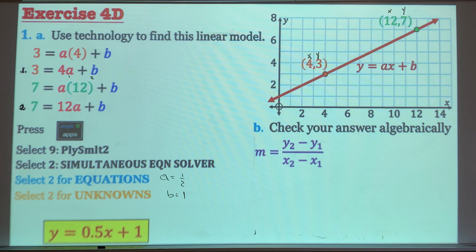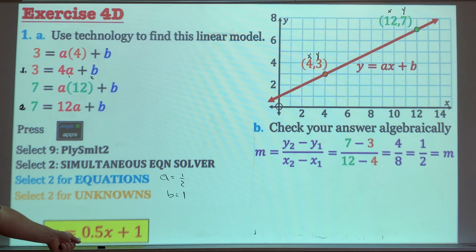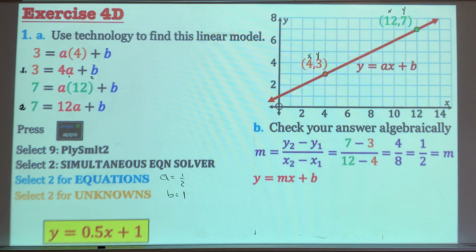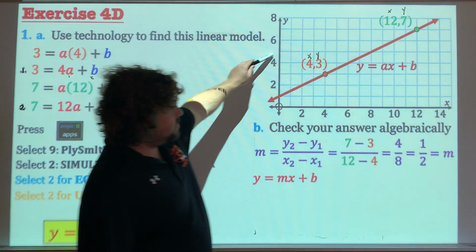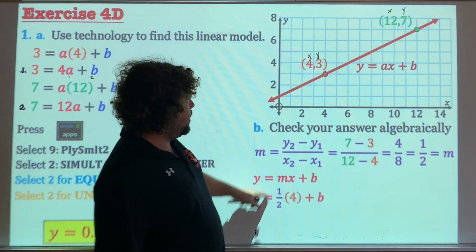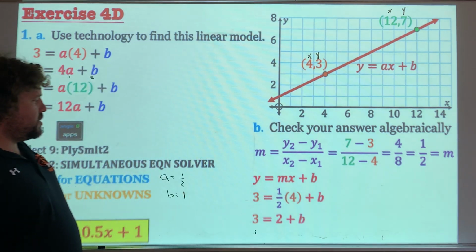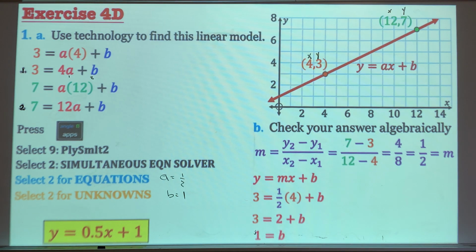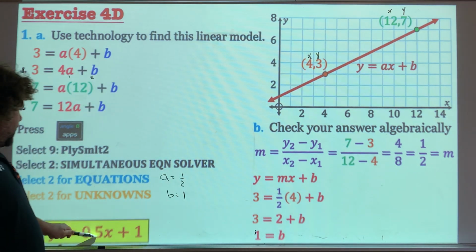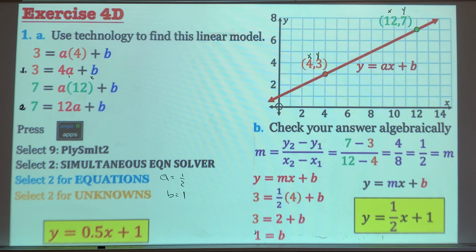Check your answers algebraically. Well, we can find the slope of the two lines. 7 minus 3 is 4. 12 minus 4 is 8, right? Slope is 1/2. All right, y equals mx plus b. Pick one of these points and the slope. Plug in the equation. 3 equals m, which is 1/2, times 4 plus b. Half of 4 is 2. Subtract 2 from both sides, you get b is 1. B is 1. M is 1/2. Y equals mx plus b, which is 1/2 x plus 1. All right?